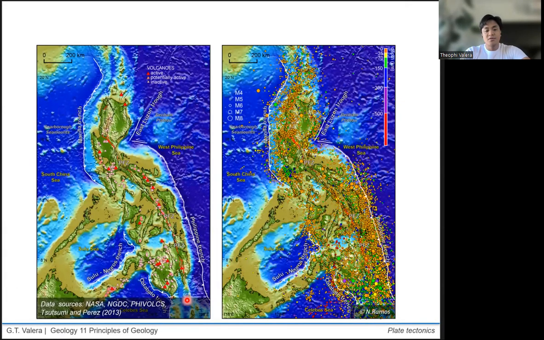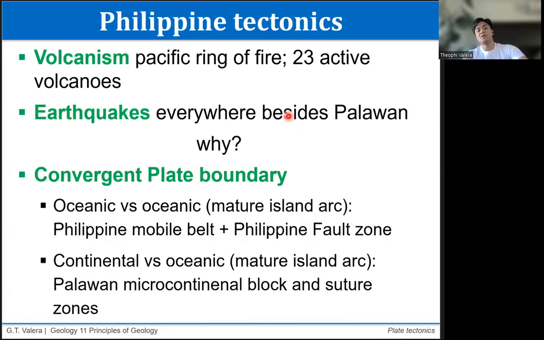So you have these volcanoes because of the subduction, and you have earthquakes also because of the subduction. So what does this mean? What this means is that the Philippines is basically located in a region of convergence. So we have 23, actually 24 active volcanoes. We are actually part of the Pacific Ring of Fire, which again, despite the name, is not part of the Pacific Plate.